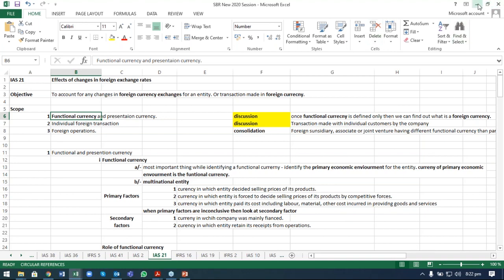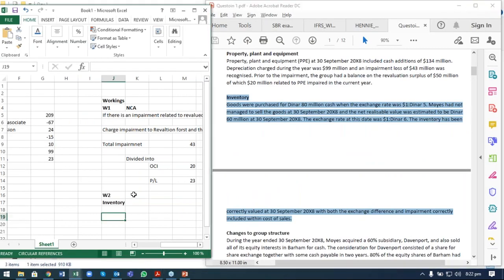Now we'll be looking into how this inventory should be accounted for. When you have purchased this inventory, Moyers had not managed to sell soap. Suppose it's the purchase date of this inventory, as the date was not mentioned. On this date, you have purchased an inventory of 80 million dinars. Suppose $1 equals 5 dinars.